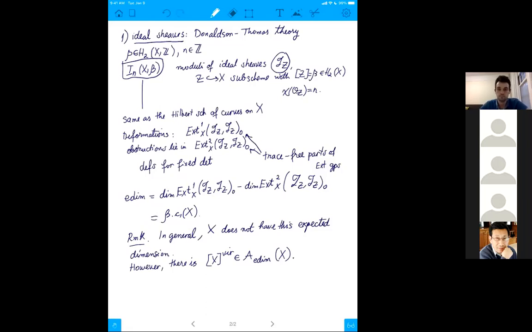So I'm confused with X and M. X has expected dimension 3, if I understand correctly. It's a threefold. So do you mean a moduli space or what? Because I am confused with the letters. Maybe I'm stupid. Your X is a threefold, if I am not mistaken. Yes. Beta is a class of a curve, roughly speaking, maybe virtual curve.